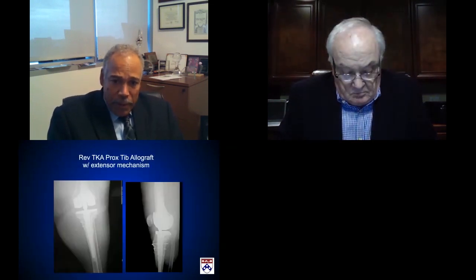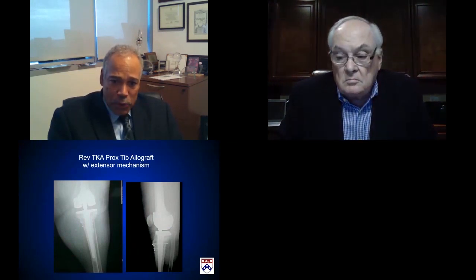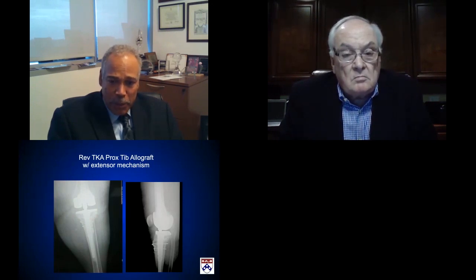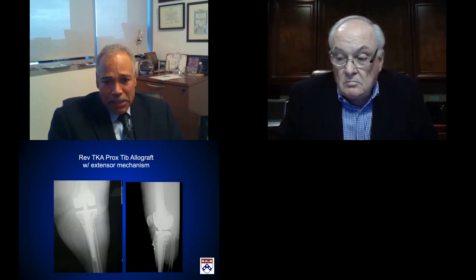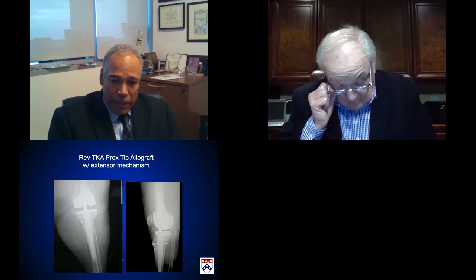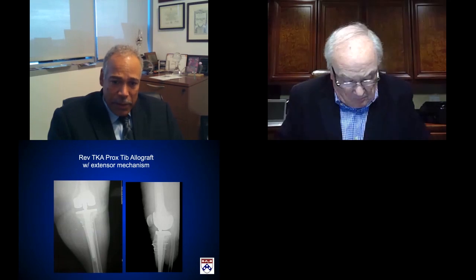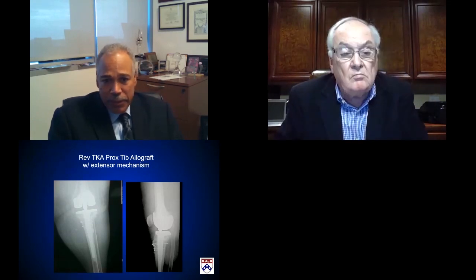Next. So we managed this with a rotating hinge style device and a proximal tibial allograft. The proximal tibial allograft had the tibial tubercle attached to it with the extensor mechanism. So this is extensor mechanism allograft to restore extensor function, and then a proximal tibial allograft to restore some bone stock. And there is a step cut in that allograft so that the anterior portion of the allograft goes more distally than the posterior portion of the allograft to have good surface area for fixation.